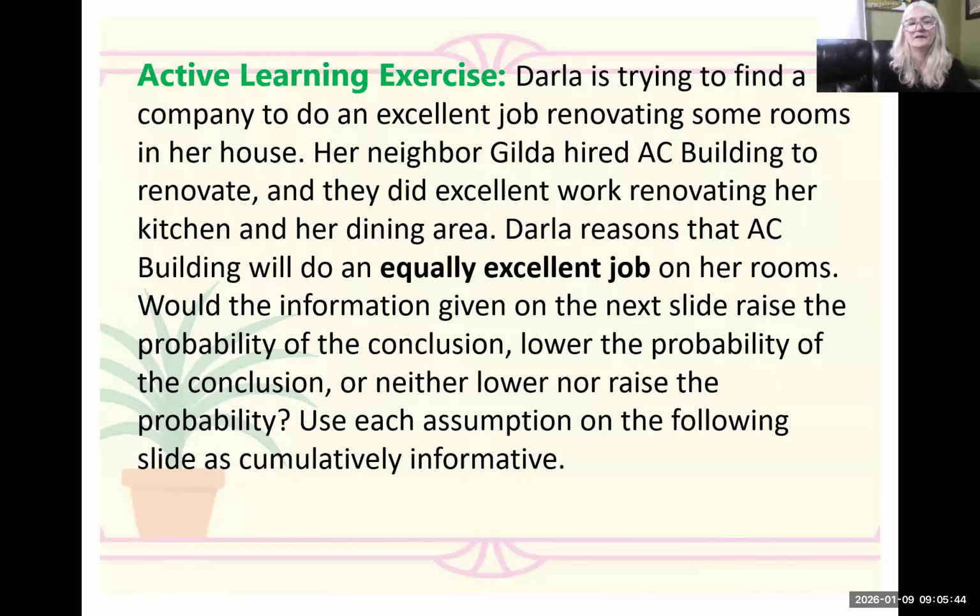Okay, next one. For this one, Darla is trying to find a company to do an excellent job renovating some rooms in her house. Her neighbor Gilda hired AC Building to renovate, and they did excellent work renovating her kitchen and her dining area. Darla reasons that AC Building will do an equally excellent job on her rooms. Same thing as last time, with the information given on the next slide: raise the probability, lower the probability, or be neutral to it. Remember to use each assumption cumulatively in information.